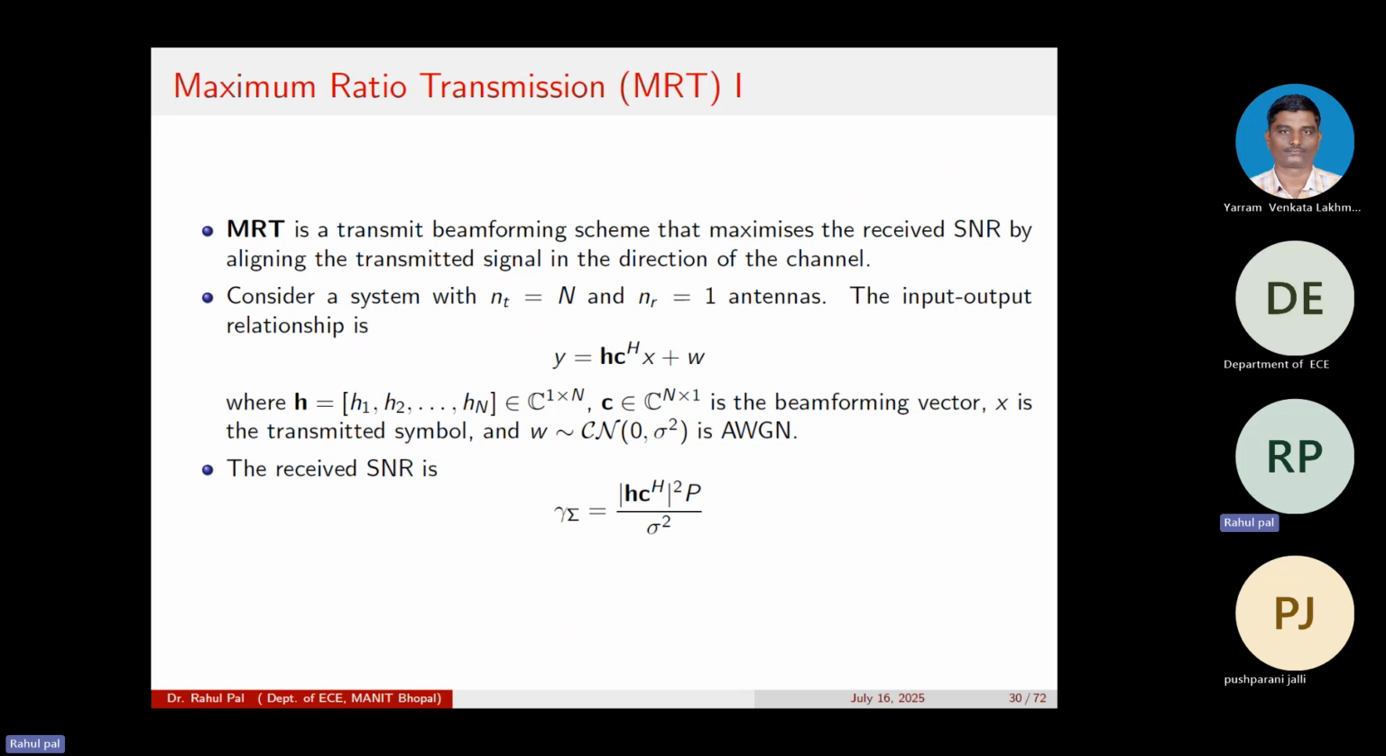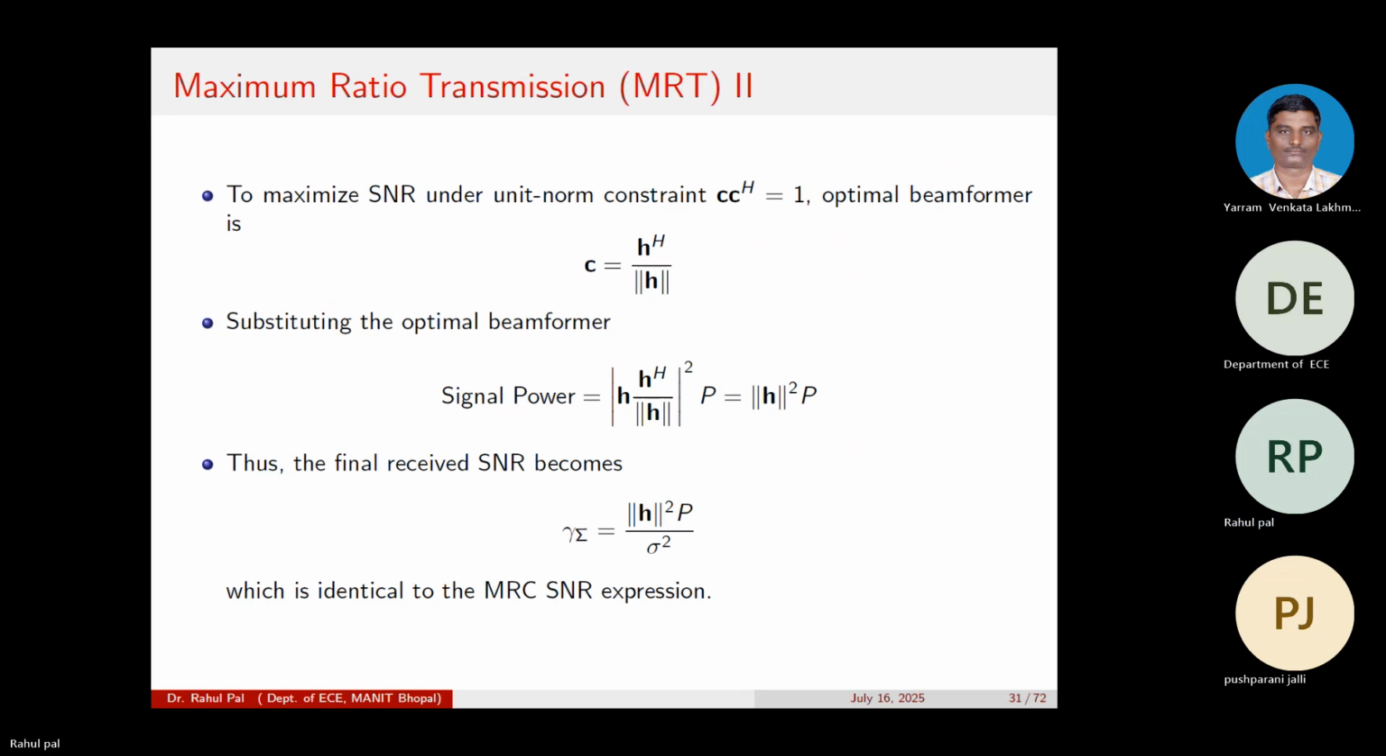The signal to noise ratio. So I will be maximizing the signal to noise ratio with the constraint that my beamforming vector should be of unit norm. Correct? So now finally we got this expression: mod of norm of h squared into P by sigma squared. This is the final expression of signal to noise ratio.